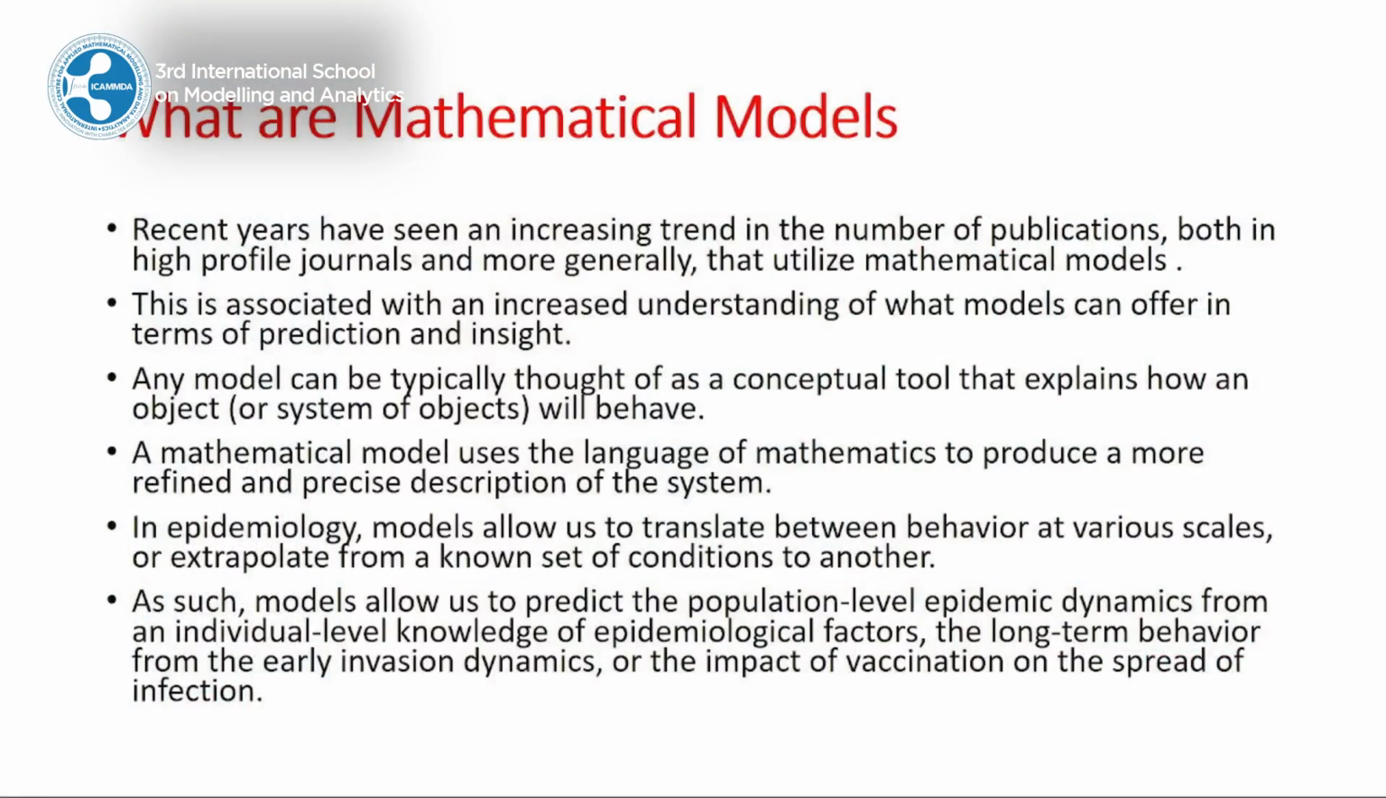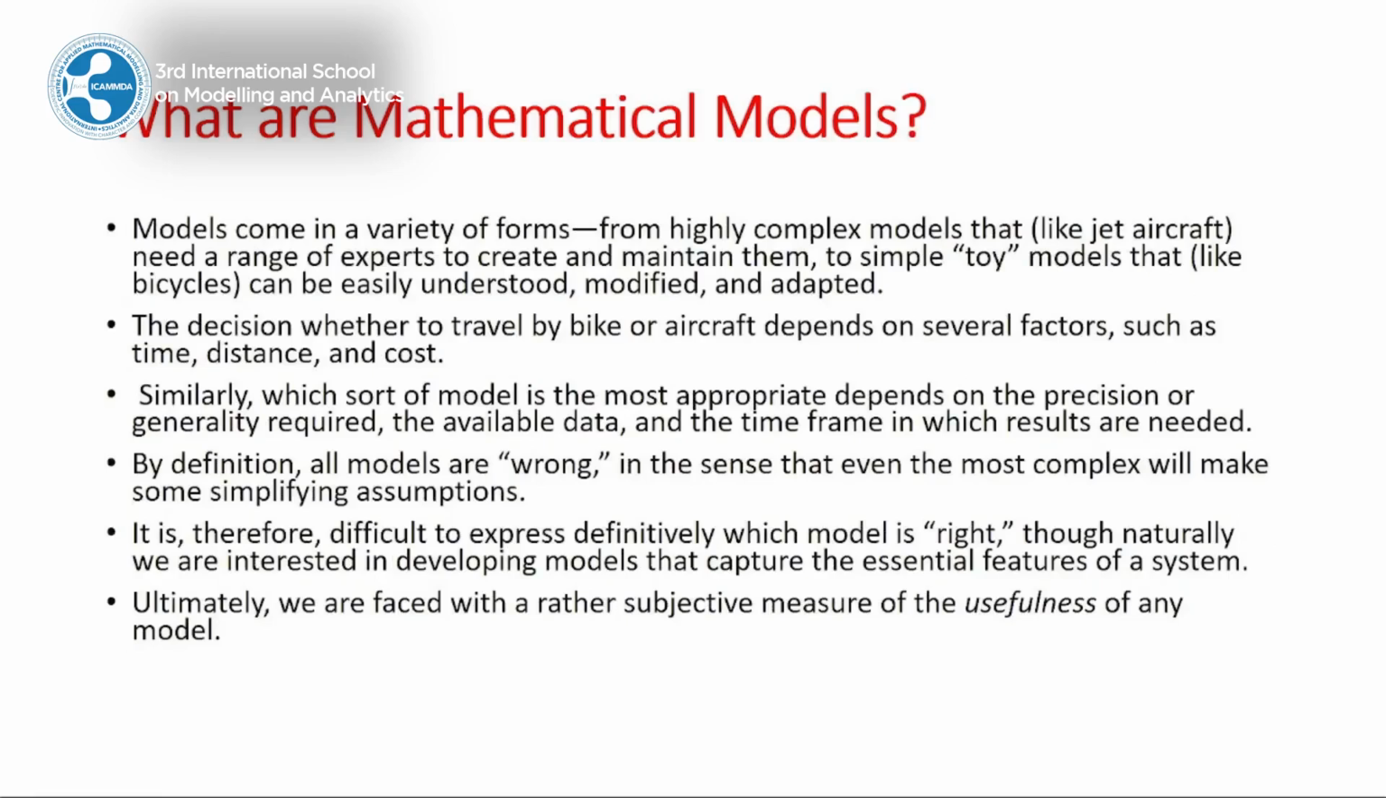So, you extrapolate from a known set of conditions to another. As such, models allow us to predict population-level epidemic dynamics from individual-level knowledge. When you say population-level epidemic, that means how the disease spreads in the population starting from one person. Individual-level knowledge of epidemiological factors gives the long-term behavior from the early invasion, or the impacts of vaccination on the spread of infection. Now, models come in a variety of forms, from highly complex models like jets, the aircrafts, that are constructed with a lot of ideas.